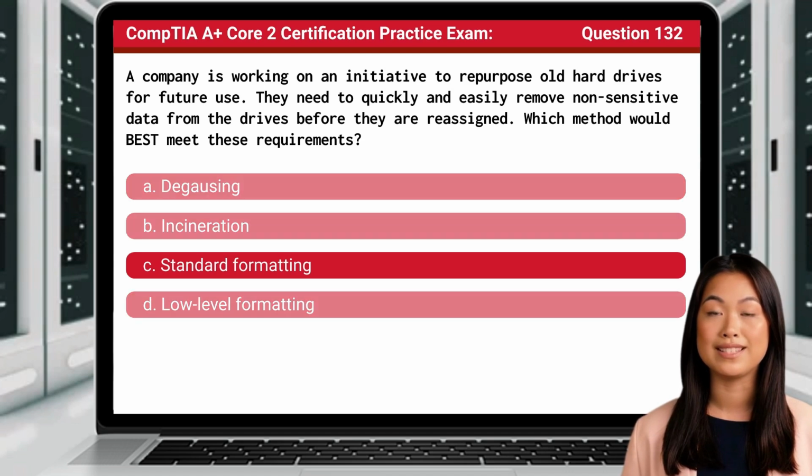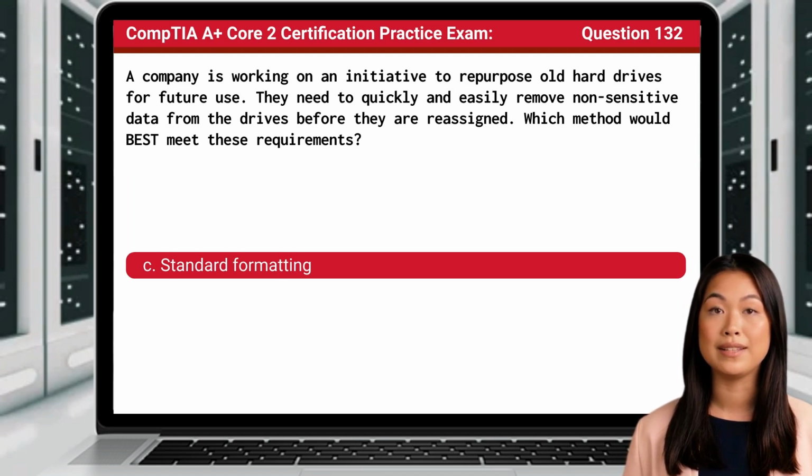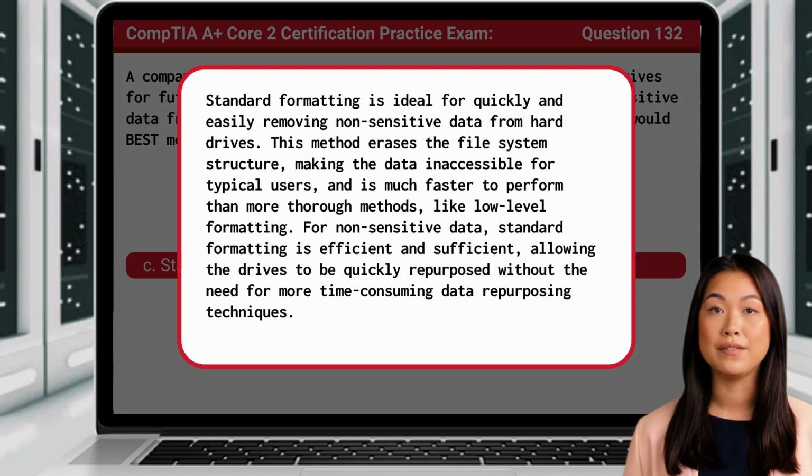The answer is C. Standard formatting. Standard formatting is ideal for quickly and easily removing non-sensitive data from hard drives. This method erases the file system structure, making the data inaccessible for typical users, and is much faster to perform than more thorough methods, like low-level formatting. For non-sensitive data, standard formatting is efficient and sufficient, allowing the drives to be quickly repurposed without the need for more time-consuming data repurposing techniques.